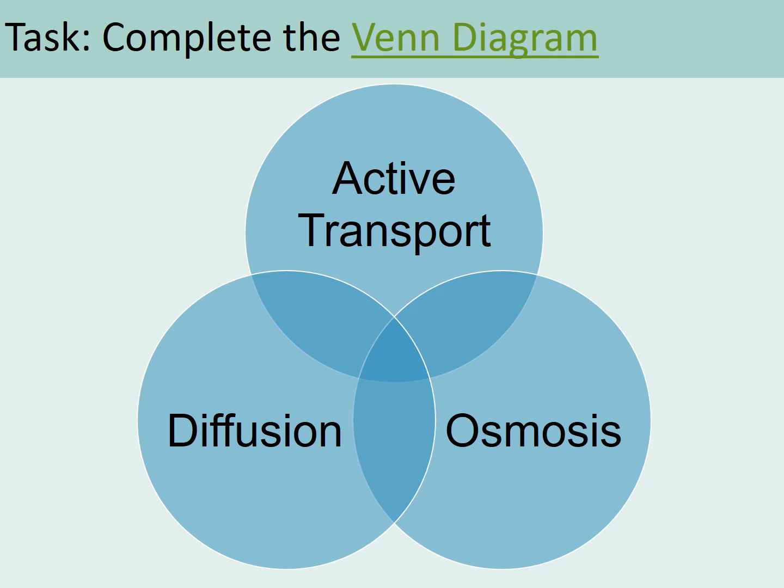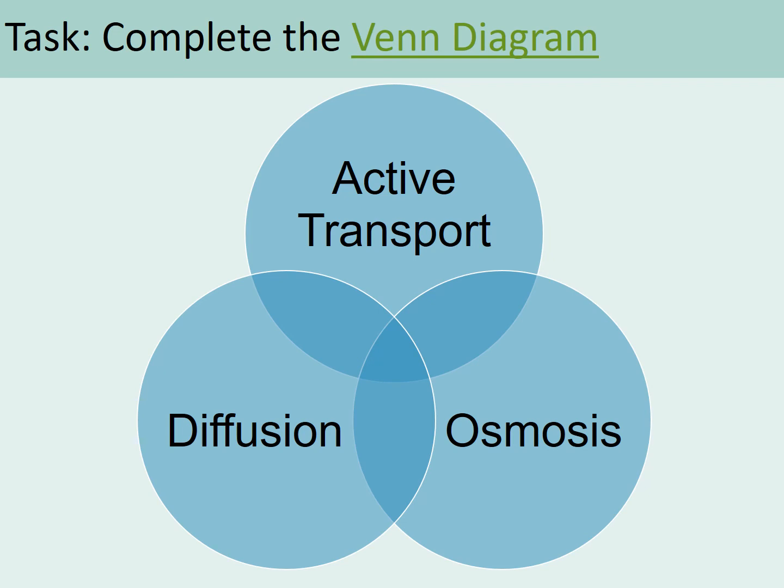So for instance, if there is something specific to active transport, like requiring energy, it'll go in the part of the circle where there's writing active transport. If it happens across a partially permeable membrane, that's going to go in the overlapping bit between active transport and osmosis. But it doesn't happen in diffusion, so it's going to be nowhere in that diffusion circle. So make it large on your paper or in your book, so that you can add all of the things that we've done in the three types of movement of substances into the relevant places. Can you pause the video now and do that task?